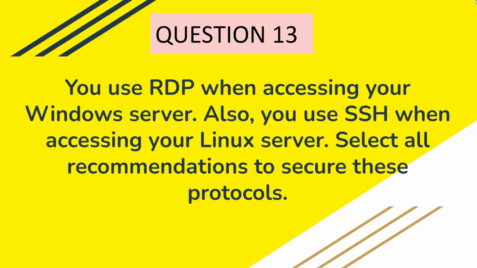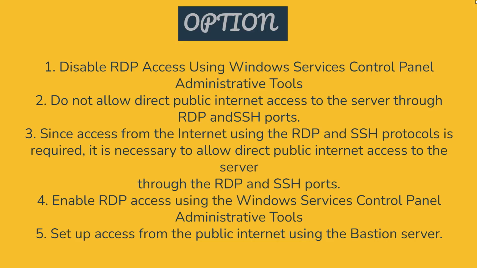Question 13. You use RDP when accessing your Windows server. Also, you use SSH when accessing your Linux server. Select all recommendations to secure these protocols. Option 1. Disable RDP access using Windows Services Control Panel, Administrative Tools. 2. Do not allow direct public internet access to the server through RDP and SSH ports. 3. Since access from the internet using the RDP and SSH protocols is required, it is necessary to allow direct public internet access to the server through the RDP and SSH ports.